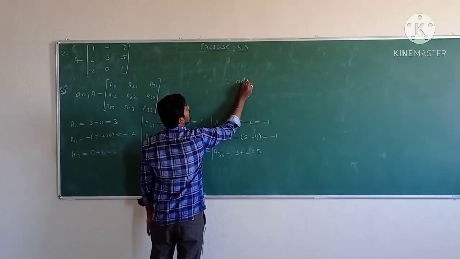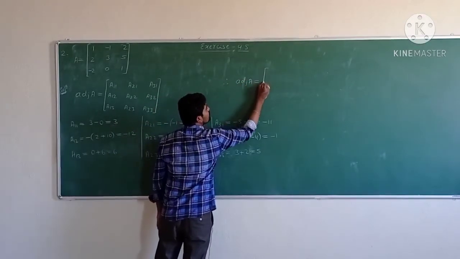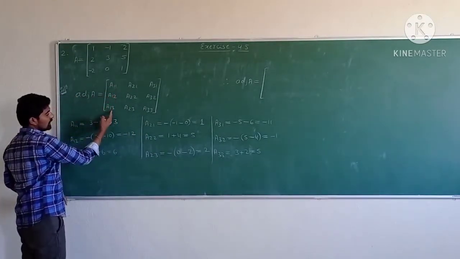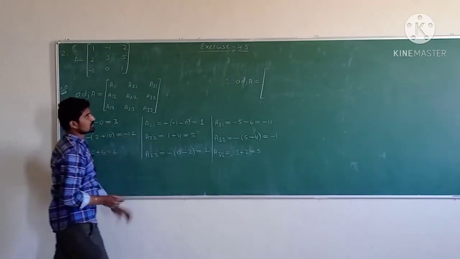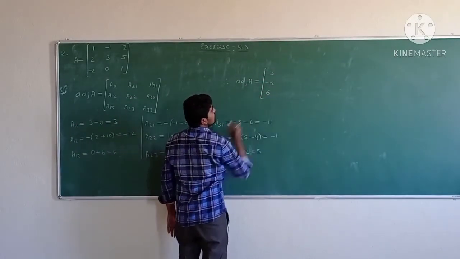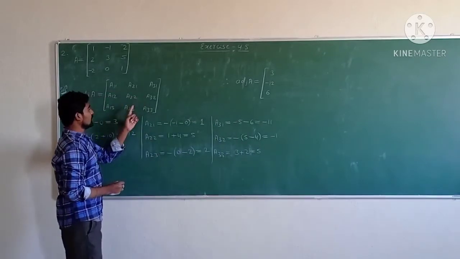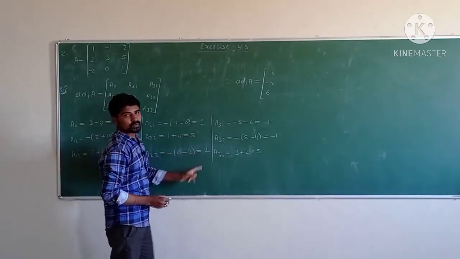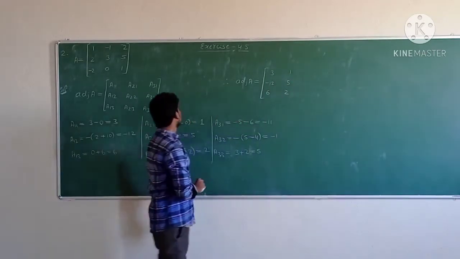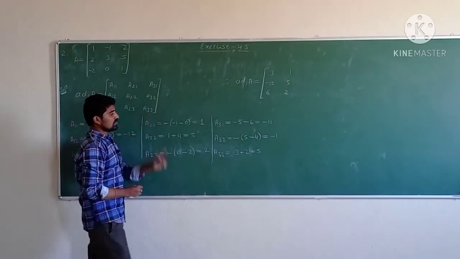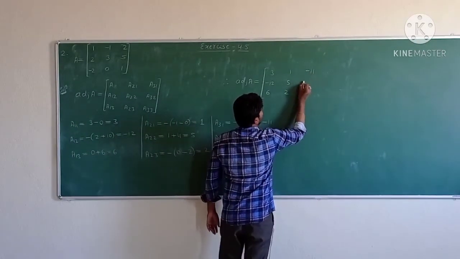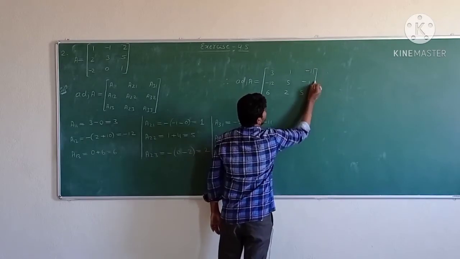The required matrix, adjoint of the matrix A, is equal to A11, A12, A13: 3, minus 1, 6. And next A21, A22, A23: 1, 5, 2. And next A31, A32, A33: minus 11, minus 1, 5.